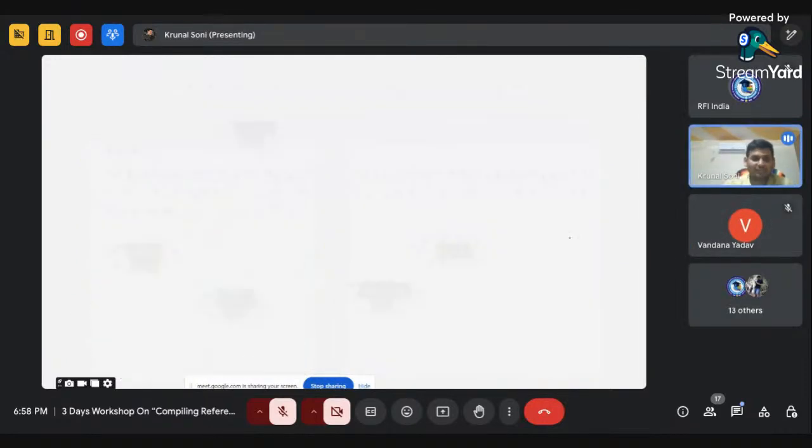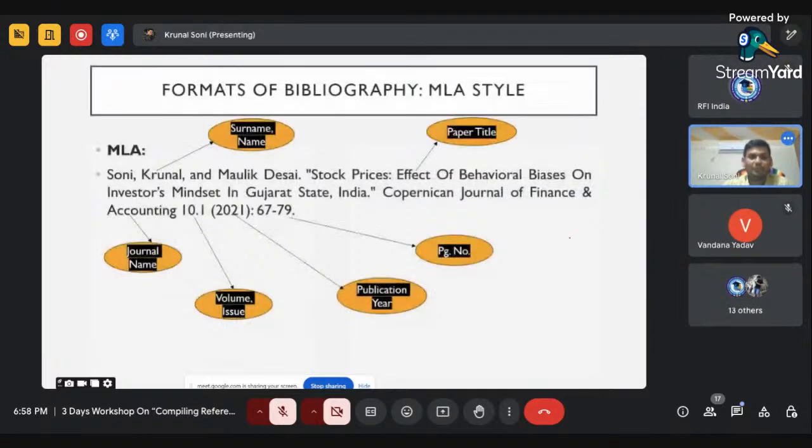Okay, so you can see this, which I was telling to you. So if you follow MLA style, you can see this surname and name, right? As we have discussed. Then you can see the title of the paper. This is the title of my paper. And then you can see this is a journal where I have published. So this is an ABDC journal. And this is the volume number and this is the issue number. Then the year of publication in bracket, and after that, you have the page number, 67 to 79.